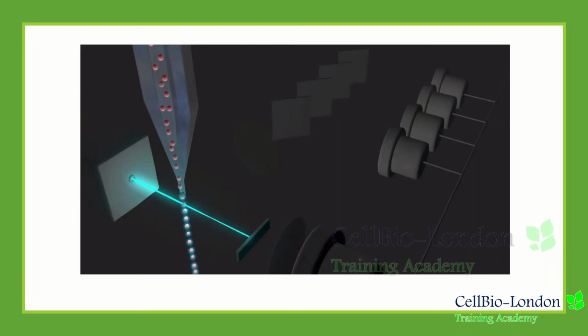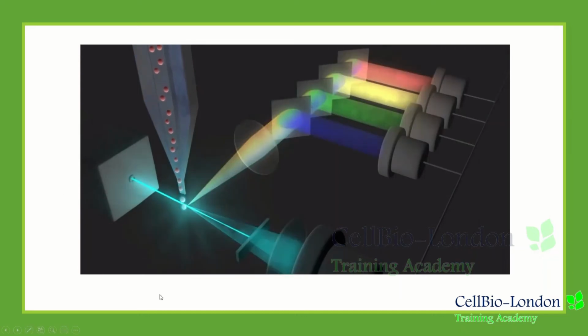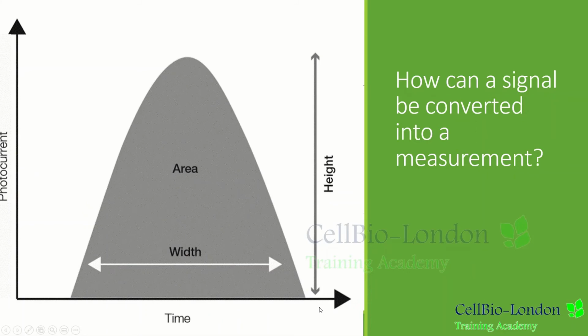Short pass filters permit light below a certain wavelength, and band pass filters transmit light within a specific narrow range of wavelengths, termed as bandwidth. So these filters can block light by phased reflection, allowing certain light to pass through and interfering with other wavelengths. So how can a signal be converted into a measurement?